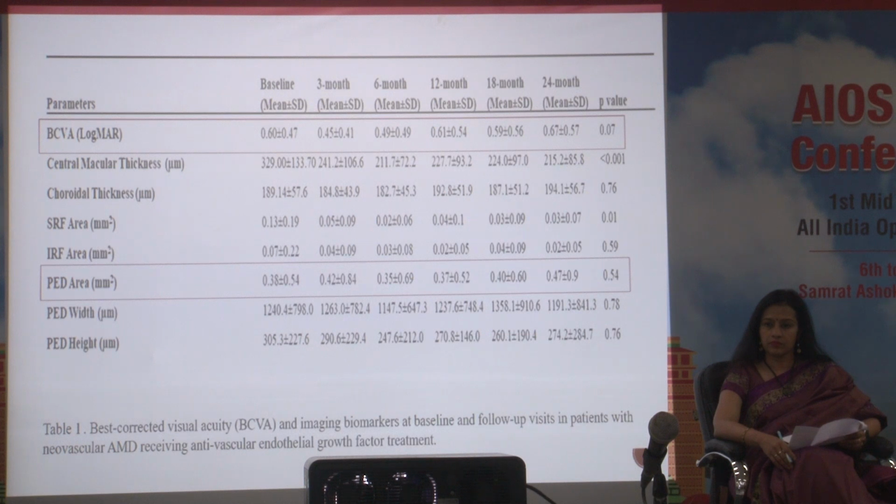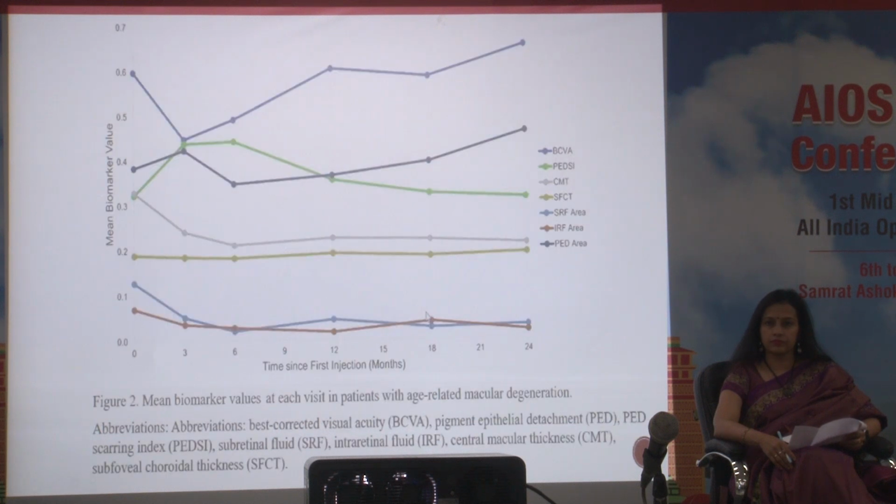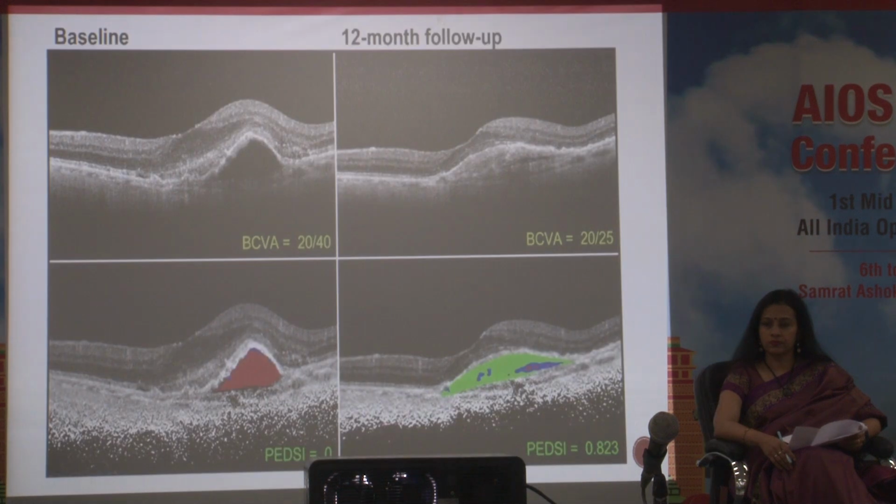These were the other parameters which were analyzed apart from CMT, subfoveal choroidal thickness. We also noted that the total PED area showed an increase over 2 years, that is it increased from 0.38 to 0.47. This graph also shows the changes in the multiple OCT parameters. The purple line, if you can see, shows that the PED area increases. On the other hand, the PEDSI shown by the green line slightly decreased over time through 24 months.